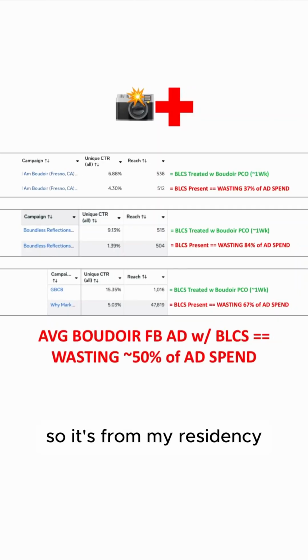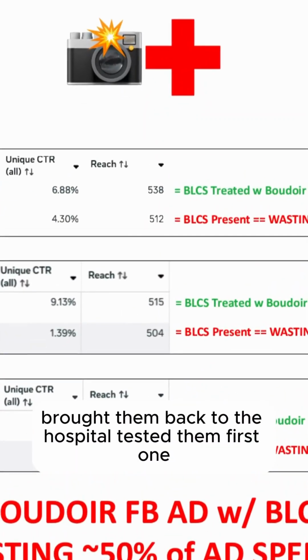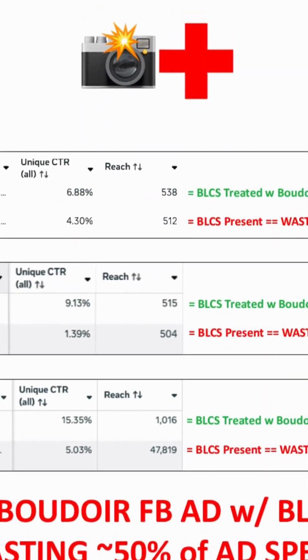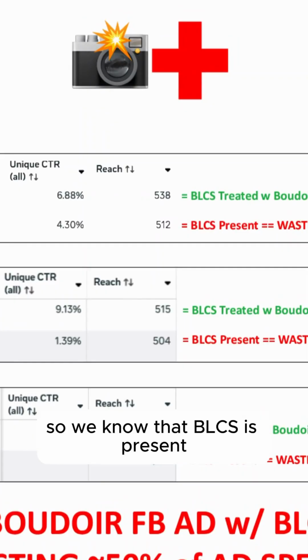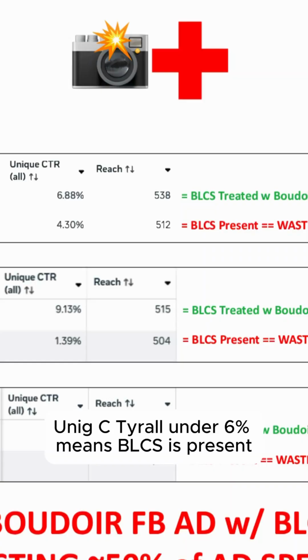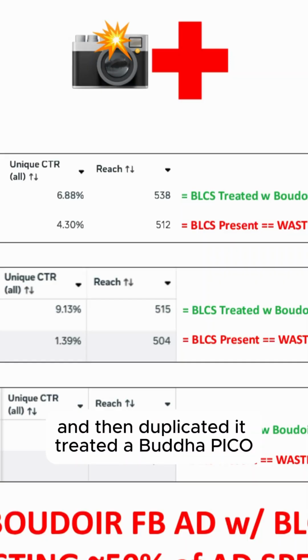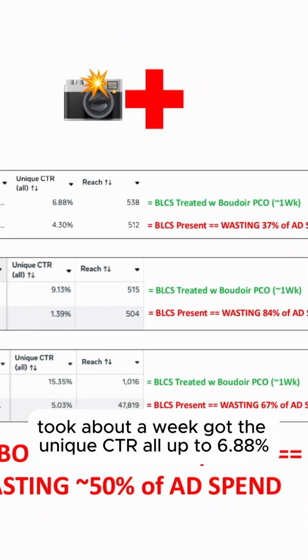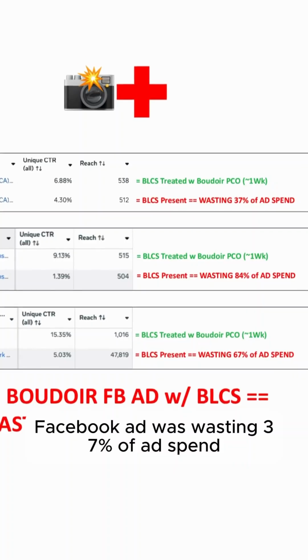So from my residency, I found some Boudoir Facebook ads out there, brought them back to the hospital, and tested them. First one, found out the unique CTR was 4.3%. So we know that BLCS is present. Unique CTR under 6% means BLCS is present. Then we duplicated it, treated it with Boudoir Pico, took about a week, and got the unique CTR up to 6.88%. So we found out the original Boudoir Facebook ad was wasting 37% of ad spend.